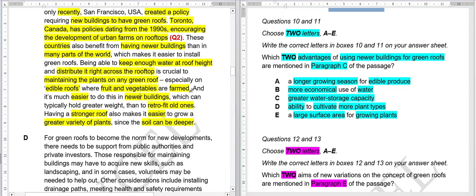So here, it is much easier to do this in newer buildings. Okay, so this is given here, which can typically hold greater water weight than retrofit ones, and having a stronger roof, easier to grow a greater variety of plants. So these are the advantages given here. So tell me which options are best suited for them. You have around 10 seconds for this, and time starts now.